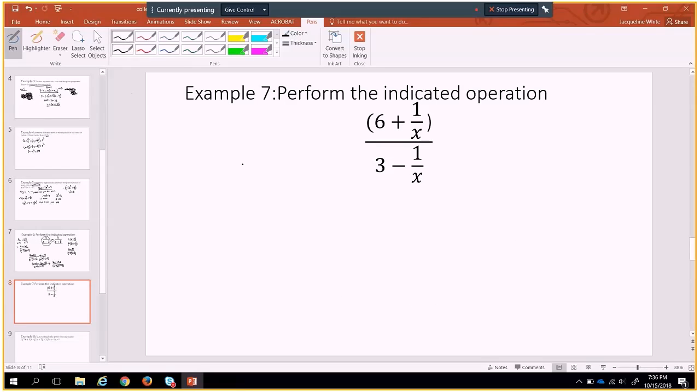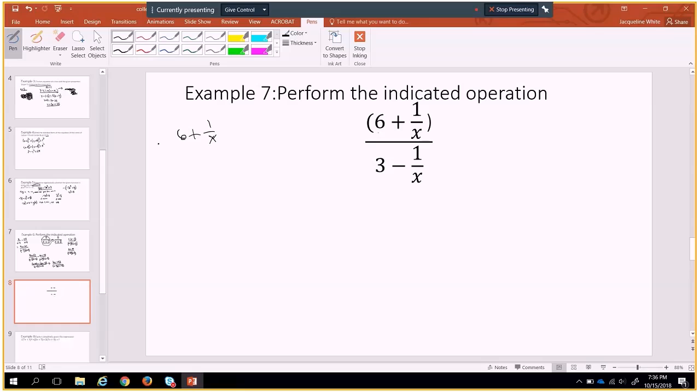So this example is basically the same, but we're going to have to do the same steps on the numerator and the denominator instead of just the numerator. All right, so we have 6 plus 1 over x being divided by 3 minus 1 over x. For these problems, I like to work step by step, where I separate the numerator and the denominator and then combine them in the end. All right, so the numerator is 6 plus 1 over x, right?